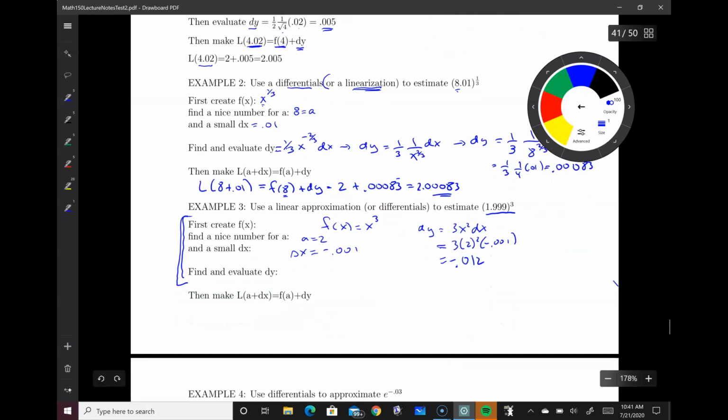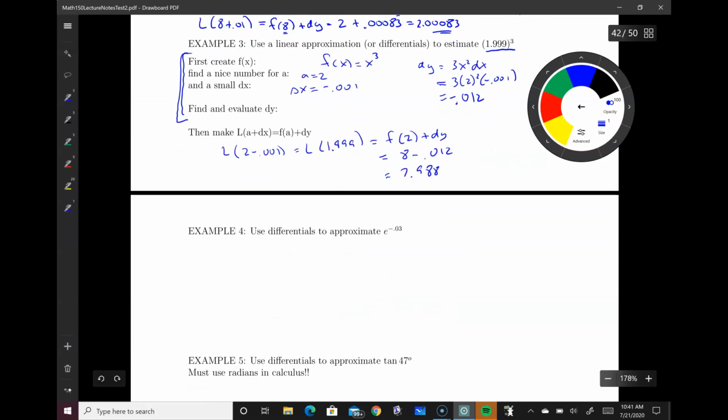So again, I want to find L of the y value on the tangent line of 2 minus 0.001, that's the same thing as saying L of 1.999. So that's going to equal f of a, the function evaluated at 2, plus my dy, so it's going to be 8 minus 0.012, which is 7.988.